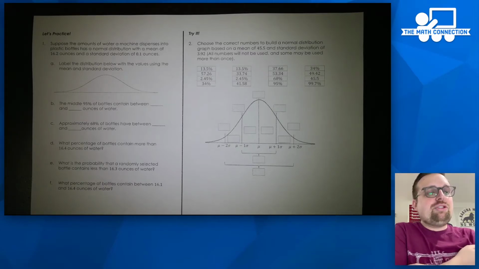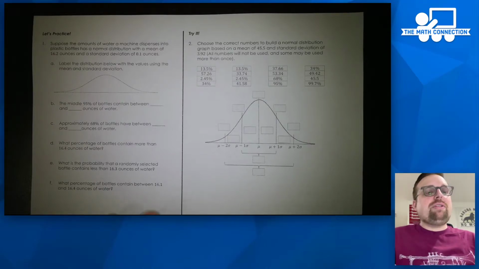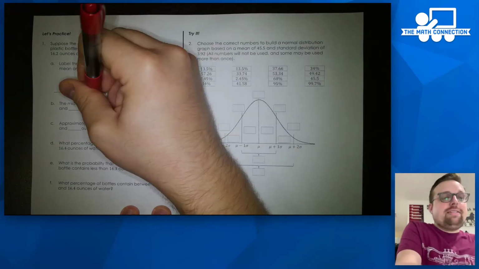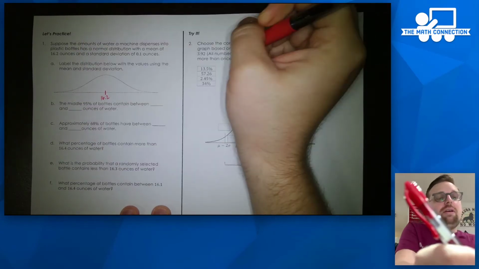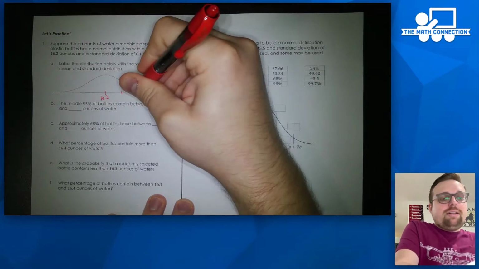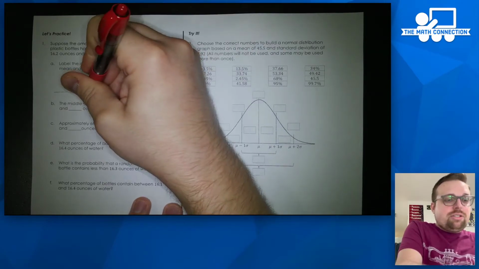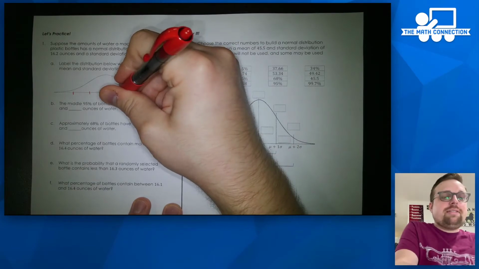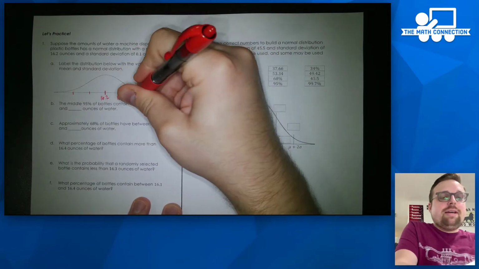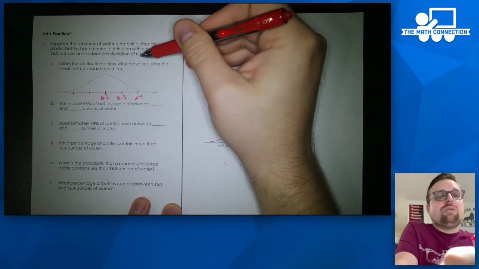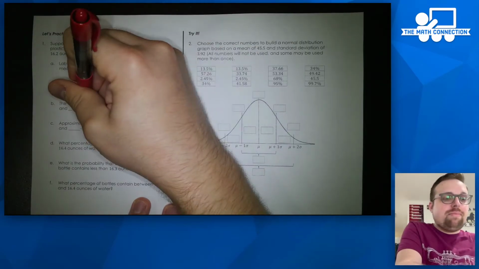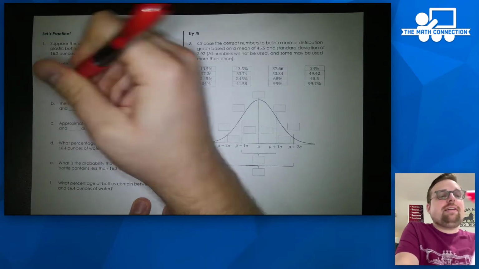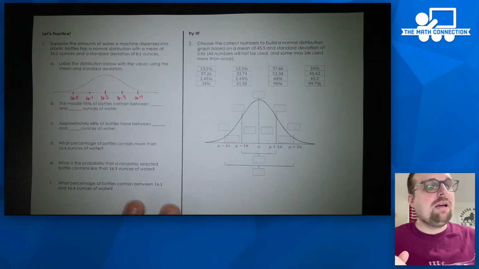Okay, label the distribution below with the values using the mean and standard deviation. So the mean goes in the middle. The mean is 16.2 ounces. And then if we go 1, 2 standard deviations, this would be 16.3 and 16.4, because we're only adding 0.1 ounces each time. Let's go the other way. That's 16.1 and then 16.0.